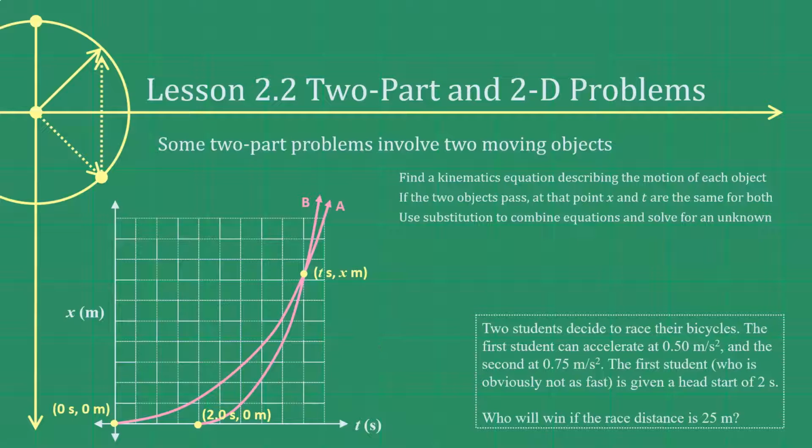And I know if student B is accelerating more quickly than student A, eventually, even if student B starts off moving more slowly than student A at 2 seconds, which is what's going to happen, eventually student B's speed is going to increase beyond the speed of student A, and student B will overtake student A.